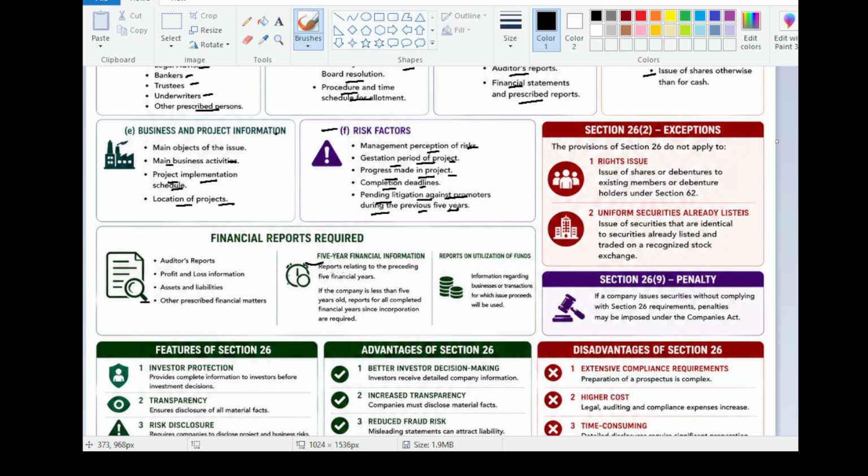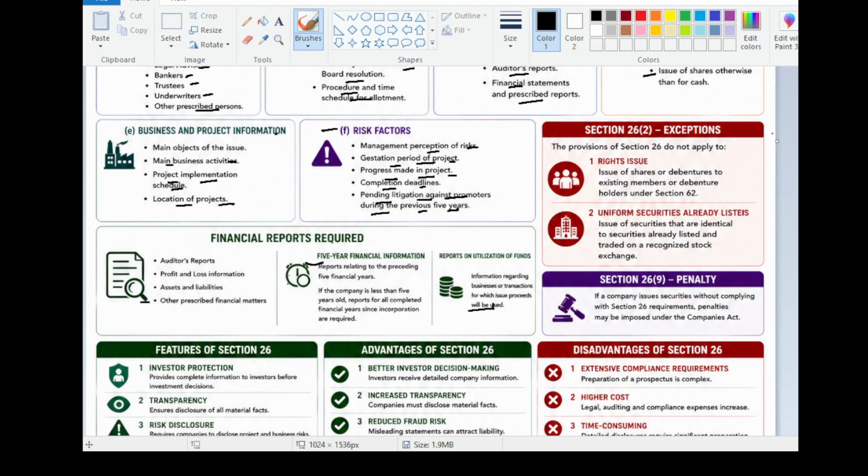Reports relating to the preceding five financial years. If the company is less than 5 years old, reports for all completed financial years since incorporation are required. Reports on unutilized funds. Information regarding business or transactions for which issue proceeds will be used.